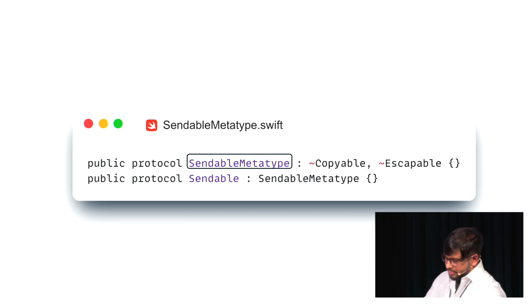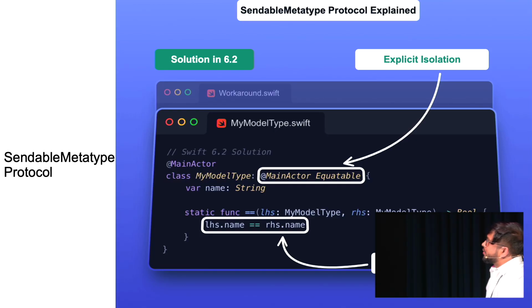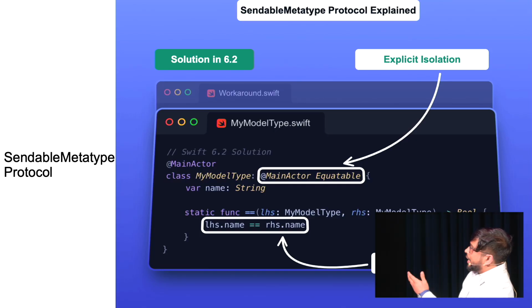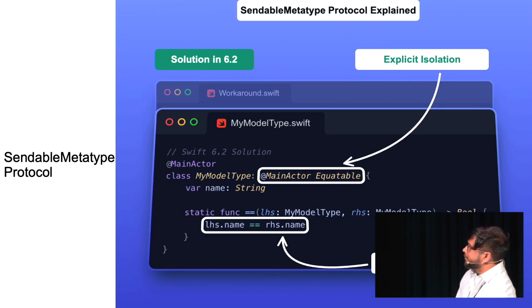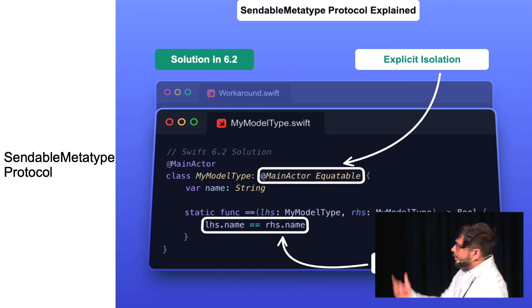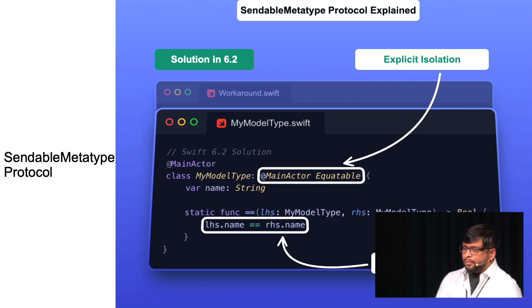So here is the solution in 6.2. We can add the MainActor to the Equatable protocol explicitly, and now the issue has been resolved. The problem was that a main actor class could not conform to Equatable. The solution, Sendable metatype, bridges the gap.